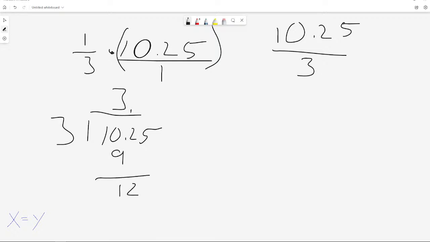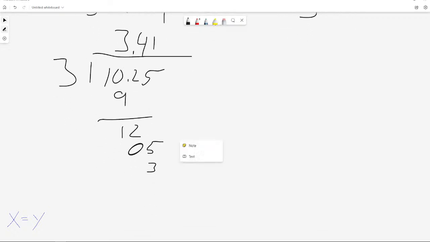You get 12. 3 goes into 12 4 times. So that's a 0. 5. 3 goes into 5 1 time. 3 times 1 is 3. So now you get 2. Bring down the 0. You get 20. 3 goes into 20 6 times, 18. 2. Now we're going to be stuck in a loop because that's going to be 20 again.